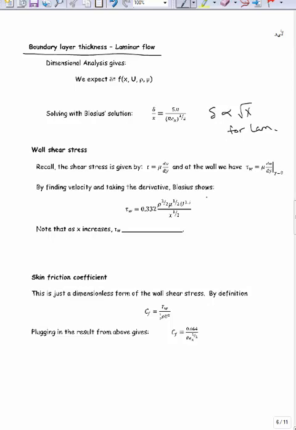Okay, so let's look at x. X is in the denominator here. So as we go along the plate, x gets bigger, which means shear stress gets smaller. Tau at the wall actually decreases. And that's because du dy gets smaller.